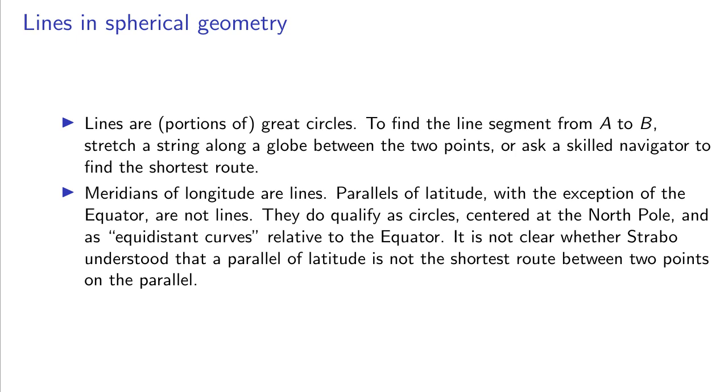If you read Strabo, it's not at all clear that Strabo understands that a parallel of latitude is not a straight line in the sense that it's not the shortest route between 2 points. If at the latitude of ancient Greece you keep walking due east, you are not traveling along the shortest route to the point where you will eventually end up.